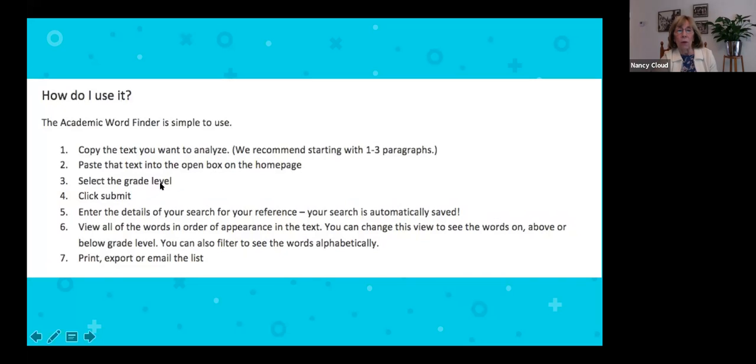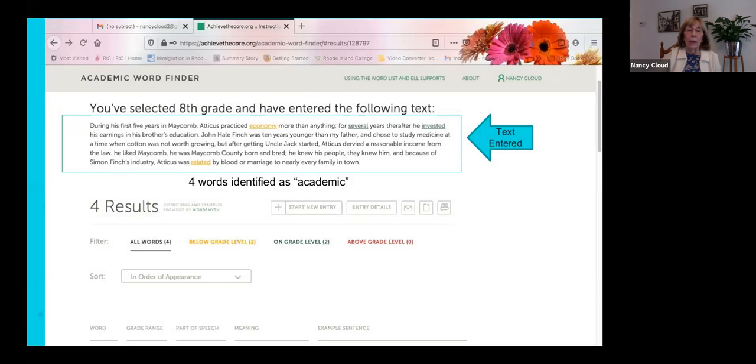You do tell it the grade level that you're at, otherwise it can't tell you whether it's on, above, or below grade level. Okay, and you can name the search so that you can find it again when you use the tool the next time. Okay, so that's how that works. And it looks like this.